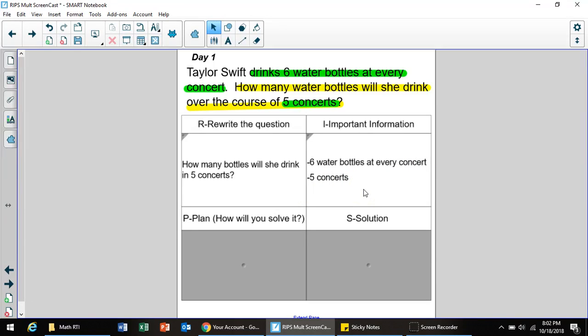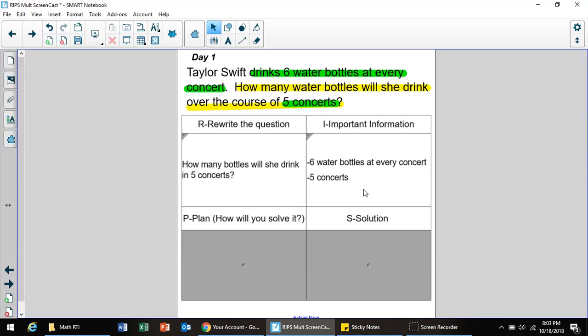Okay? Now, the next step is P, and it stands for your plan. In other words, how will you solve it? Are you going to use an equation? Are you going to draw pictures? Are you going to do a combination of different strategies, maybe skip counting? And what you want to do here is this.